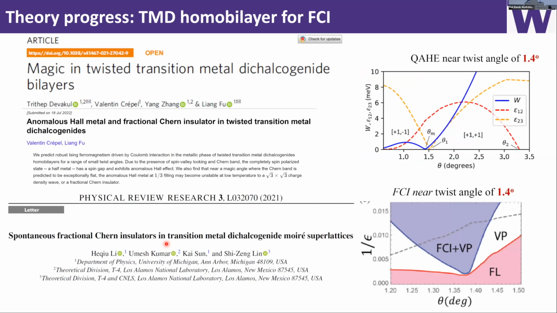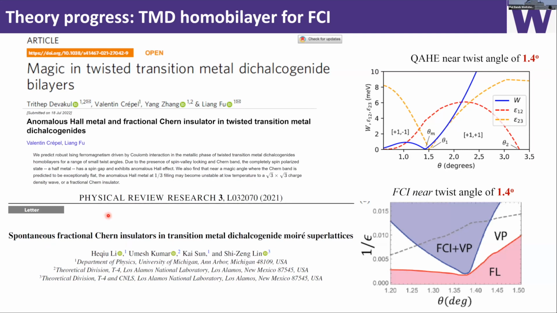And our work was also motivated by other theory works concerning the FCI in such systems. One is from Liang Fu. They calculated the twisted bilayer WSe2 and pointed out that there's a magic angle of 1.4 degrees giving rise to these flat bands. And the other work, more relevant to our study, is from Kai Sun and Zheng Lin and collaborators. They exactly calculated the twisted MoTe2 and pointed out that at the magic angle of 1.4 degrees, there are spontaneous fractional Chern insulators. What spontaneous means is that there's a spontaneous time reversal symmetry breaking in the system.